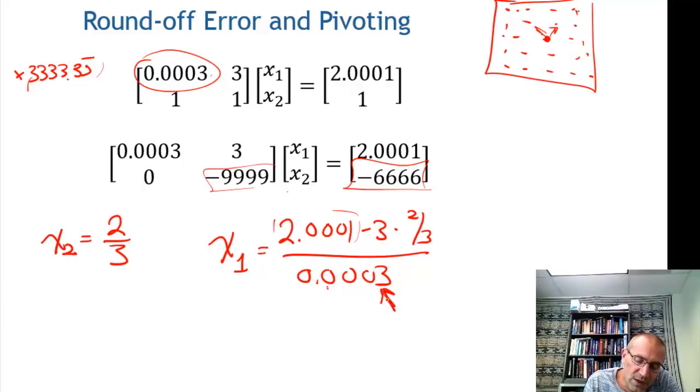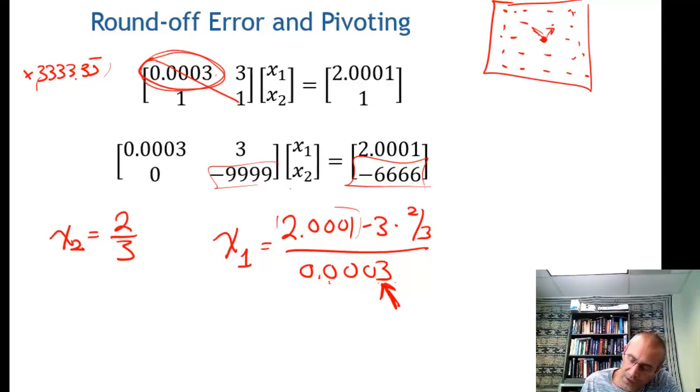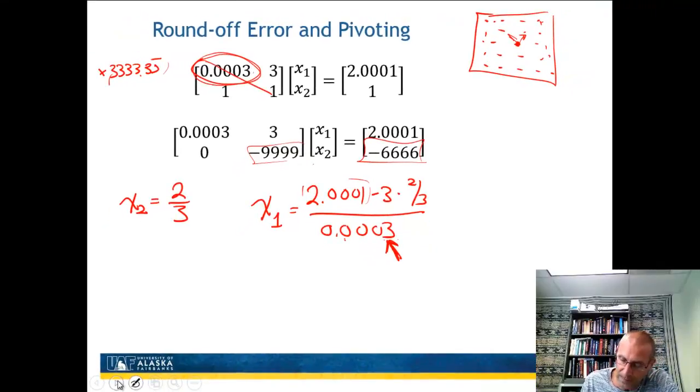And so what you'll see, in the book shows you an example that as you get more and more digits of precision in here, you actually get different values, and so you're susceptible to round-off error. And so what we're going to look at is a way to eliminate that. And the way we eliminate it is we just don't have small values on the diagonal, and that's called pivoting.